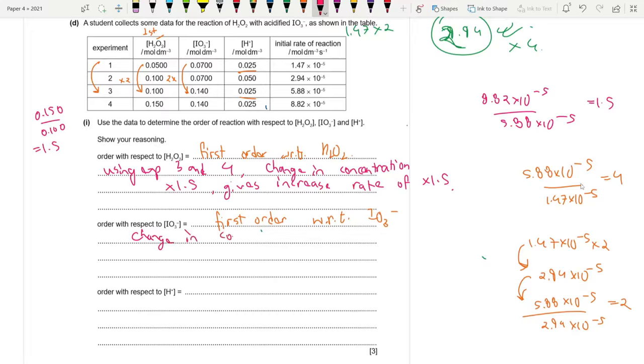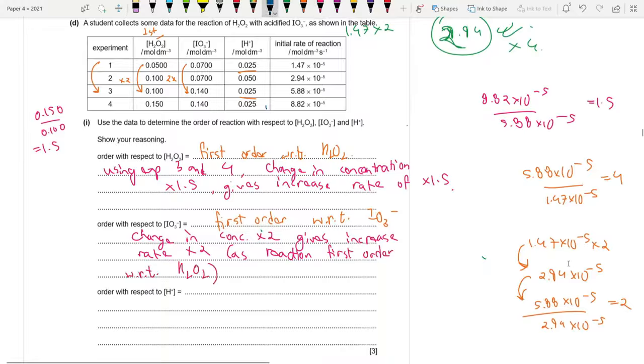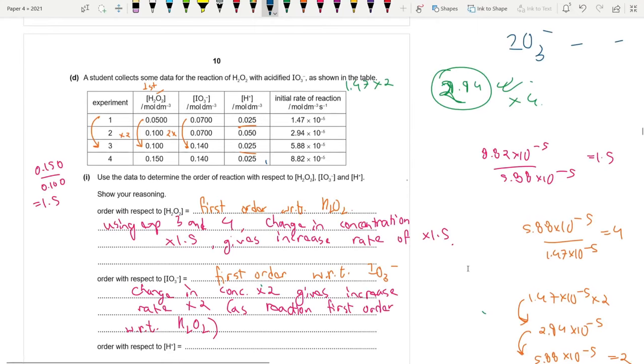Change in concentration times 2 gives increased rate x2 as reaction is first order with respect to H2O2. Get it? Next, order with respect to H plus. Now this is interesting. How are you going to figure this out? Order with respect to H plus.